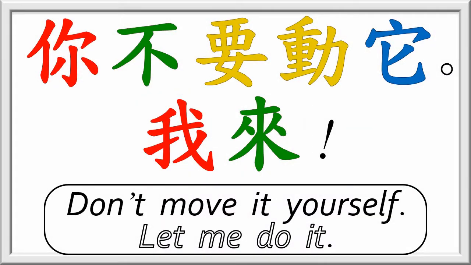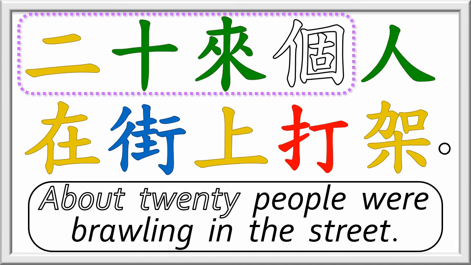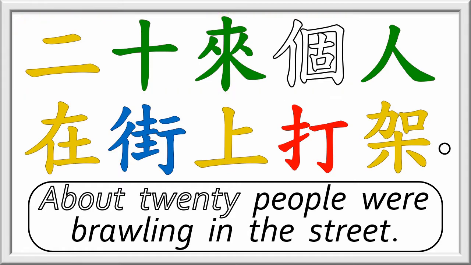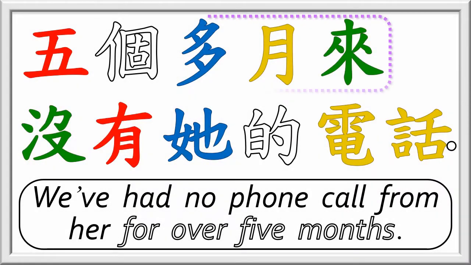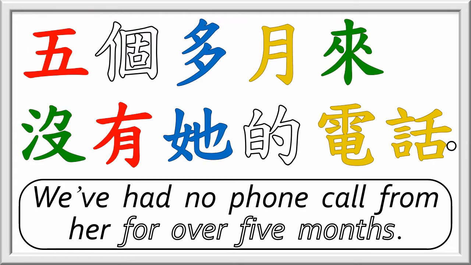你不要动它，我来。 Don't move it yourself, let me do it. When added after numbers, it says 十, 10, 百, 100, and 千, 1,000, it means about or over that figure. For example, 二十来个人在街上打架。 About 20 people were brawling in the street. 五个多月来没有她的电话。 We've had no phone call from her for over 5 months.